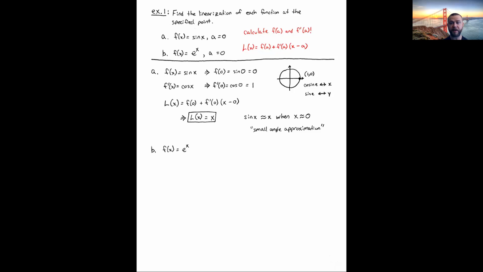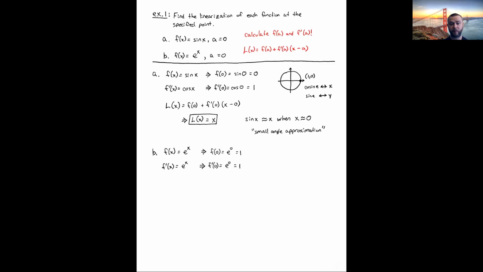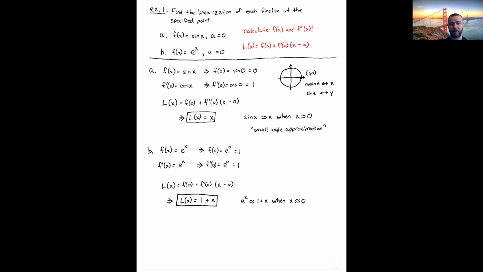All right, if we move on to part B, this one is even simpler. The function is f of x equals e to the x. We can plug 0 in and we get 1. Since the derivative of e to the x is itself, we get for our derivative the value 1. So both the function and derivative values are 1. Plug that into your linearization, and we get again a rather simple formula for the linearization, 1 plus x. What this says is that when your values of x are close to 0, e to the x and 1 plus x are pretty close.